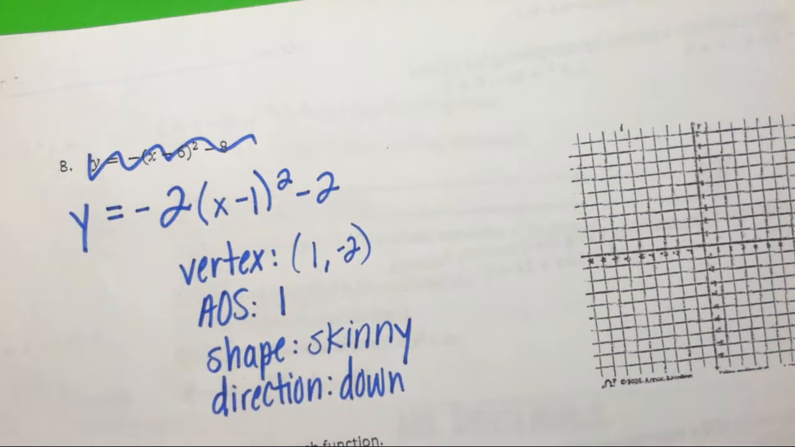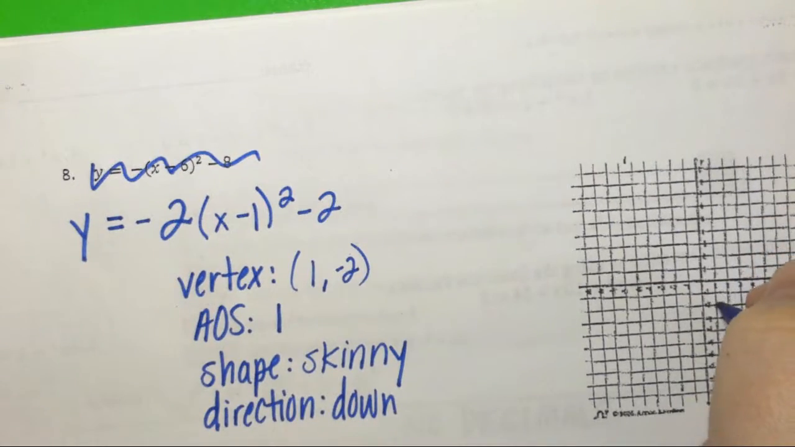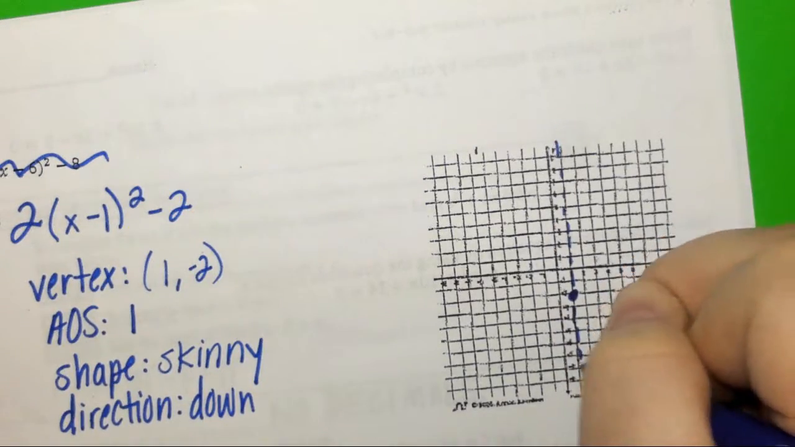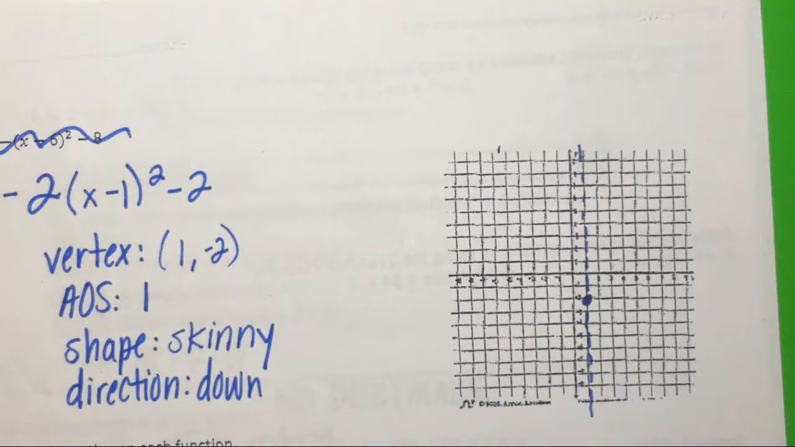Okay, the reason we're doing this problem is, it starts off the same. I still go to 1, -2. That's still my first point. I still can do my dotted line for my axis of symmetry if I want. The reason we're doing this problem, because of the skinnier, before I was going over 1 up 1, over 2 up 4, over 3 up 9. That's not going to work anymore because of that skinnier.